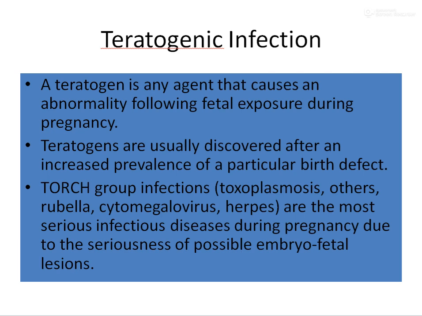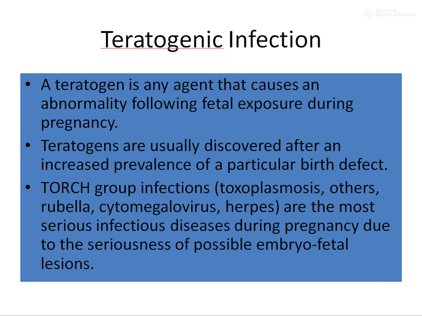Now let's talk about the teratogenic infections. What is a teratogenic infection? A teratogenic infection is an infection caused by an infectious agent which causes abnormality or fetal damage during pregnancy. Now, a teratogen is any agent which will cause abnormality following fetal exposure during pregnancy. Teratogens could be chemical agents also, and if an agent causes a birth defect, it is considered a teratogen.